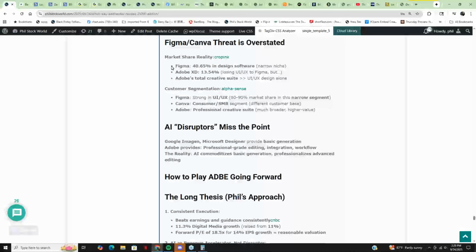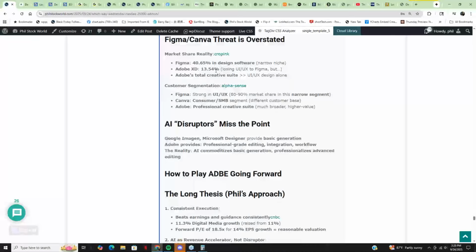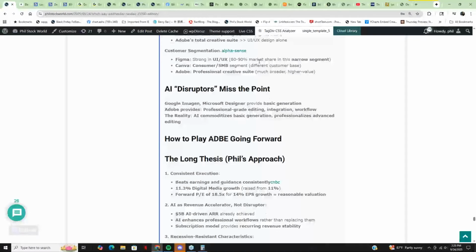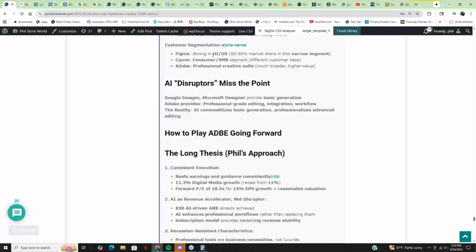Figma and Canva threat is overstated. The market share, it's in certain segments, but not anything Adobe cares about. So, as users, free users love it, but free users aren't going to pay. I learned that, believe me, I learned that lesson.